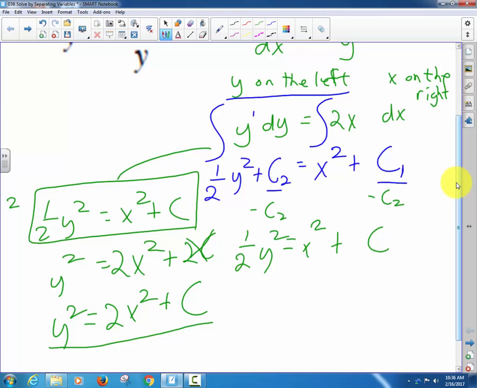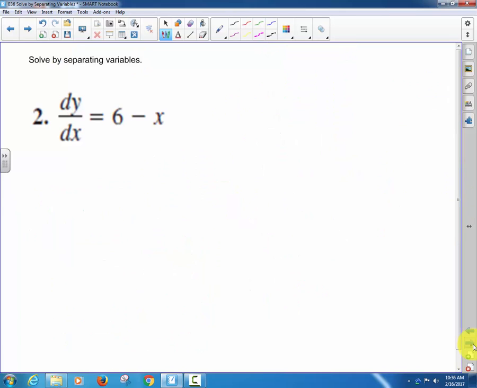So how do we solve differential equations? Big picture, we separate the variables. We get y on the left, we get x on the right, and we integrate both sides. That's big picture what we do to solve differential equations. Any questions about this one problem here? All right, let's go look at the next problem that we've got there.